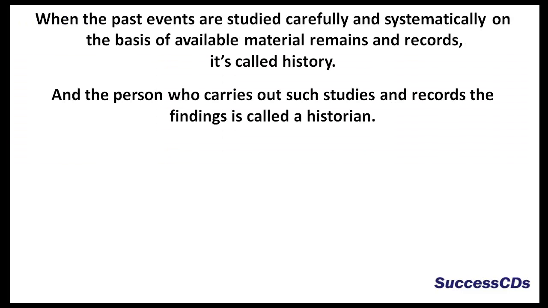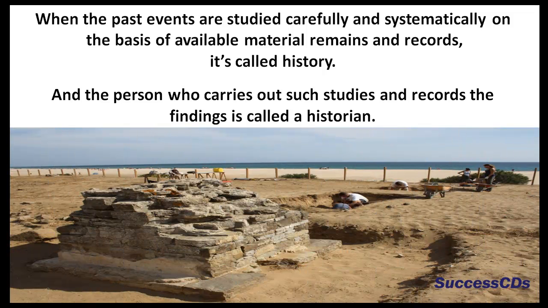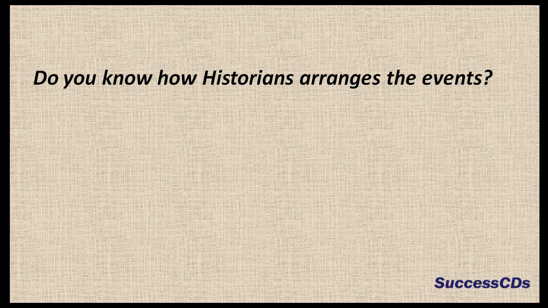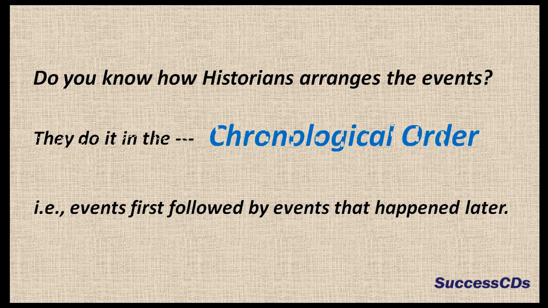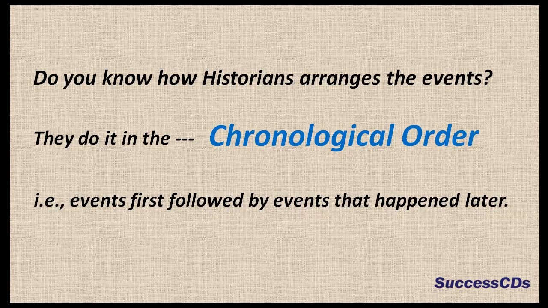Well, when the past events are studied carefully and systematically on the basis of available material, remains and records, it's called history. And the person who carries out such studies and records the findings is called a historian. Do you know how a historian arranges the events? They do it in the chronological order, that is, events that happened first, followed by events that happened later.